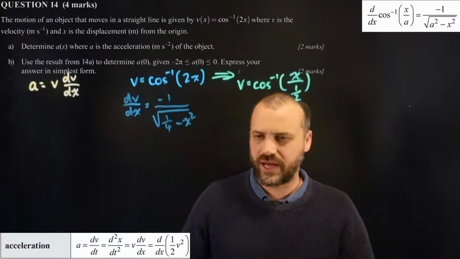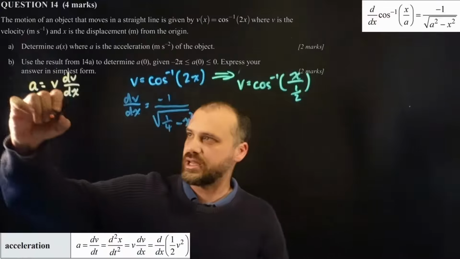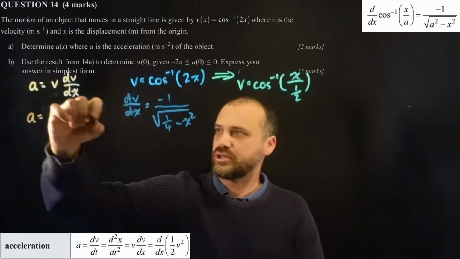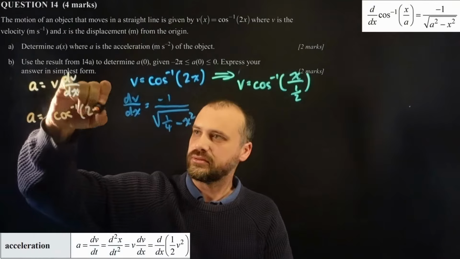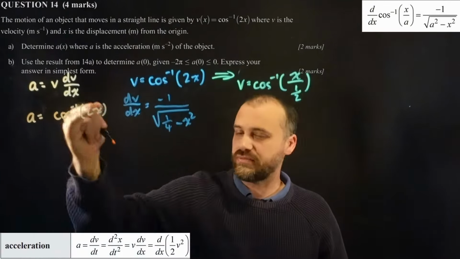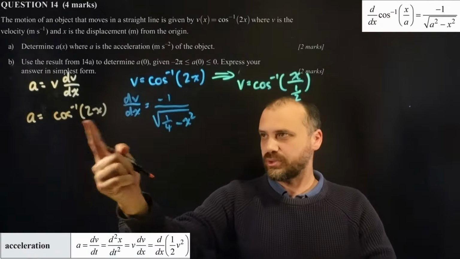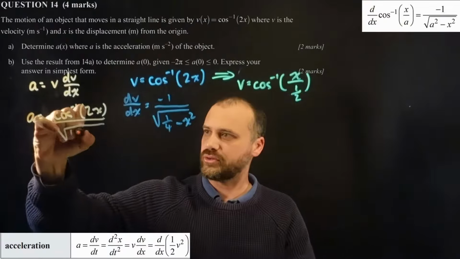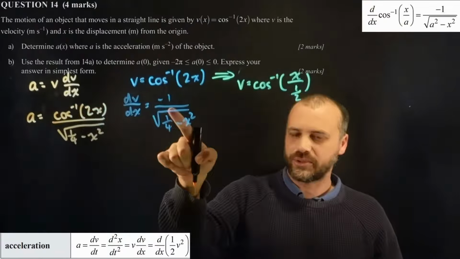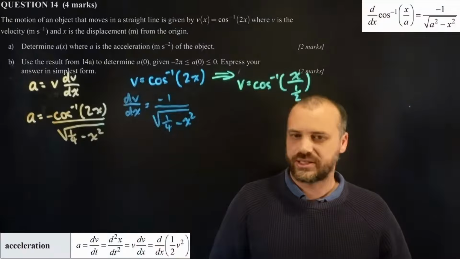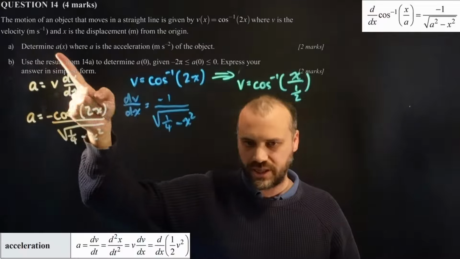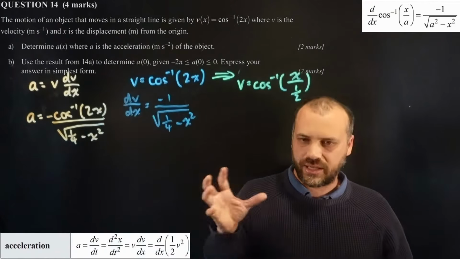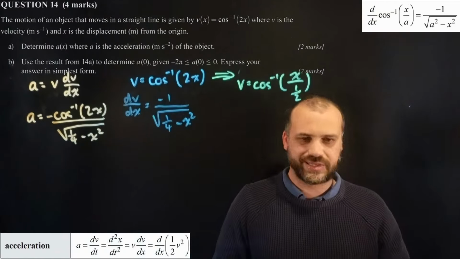I can take all of that information and bring it over here now. So I can say that a is equal to v, which is inverse cos 2x, times dv/dx, times this. Now when I multiply that by this, I'll get all of this stuff on the bottom, root 1/4 minus x squared, but I'm also multiplying by this -1, so I get this one here. So determine the acceleration where a is this. The acceleration is right there: negative inverse cos 2x over root 1/4 minus x squared.